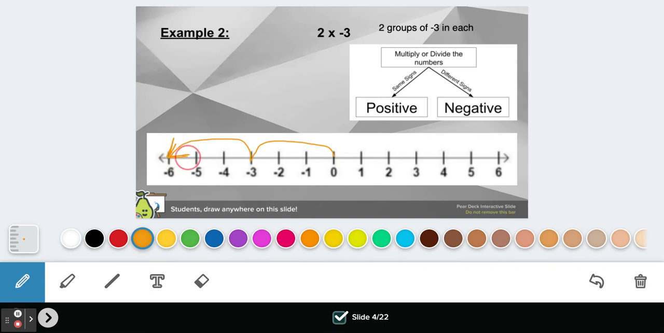Okay, I know I didn't draw an arrow for the first one, and that's my bad, but the arrow's going that way because that's the direction I am going. So again, this is one group, and this is my second group, and I landed on -6. So my answer here is -6.